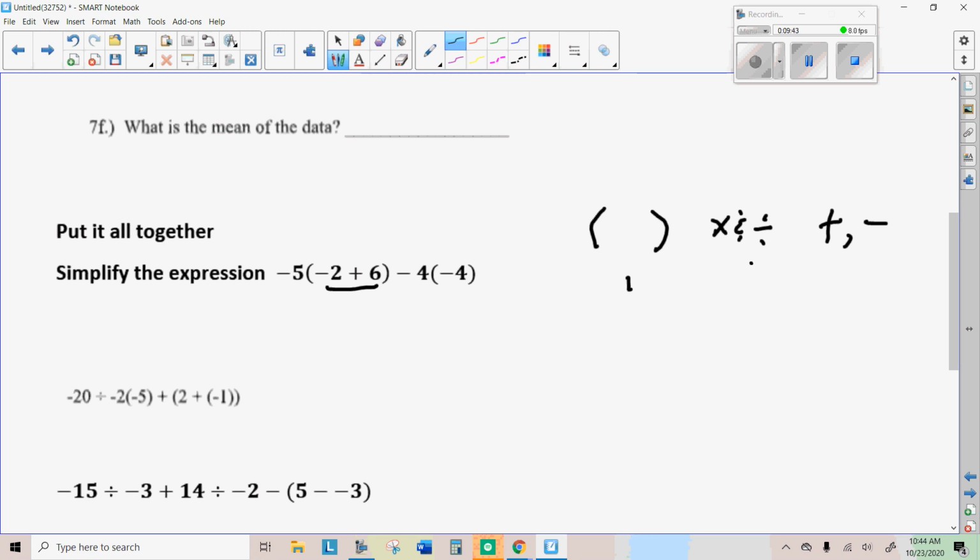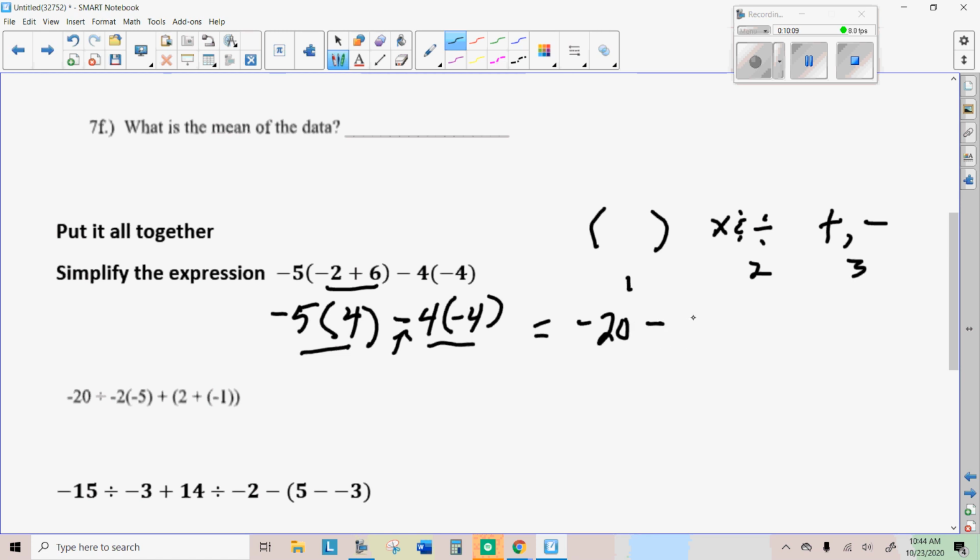Okay, so like that. I'm going to do what's in the parentheses first, which -2 plus 6 is 4. And I'm just going to rewrite it here. Now there's a subtraction here, but there's a multiplication here and a multiplication there. The multiplication should come first. So negative 5 times 4 is negative 20, and 4 times negative 4 is negative 16. And when you take away a negative like you are here, that's like adding 16. So negative 20 plus 16 is negative 4.